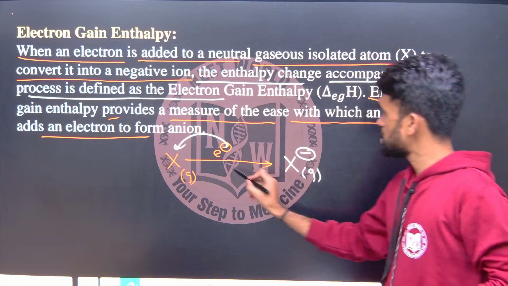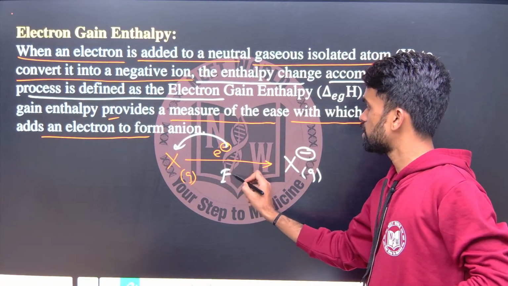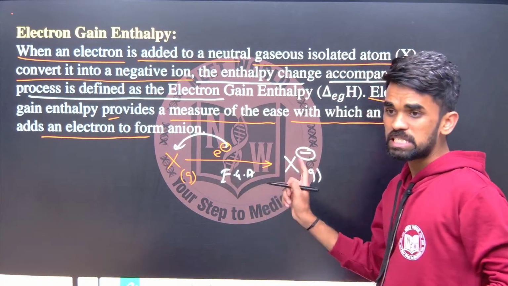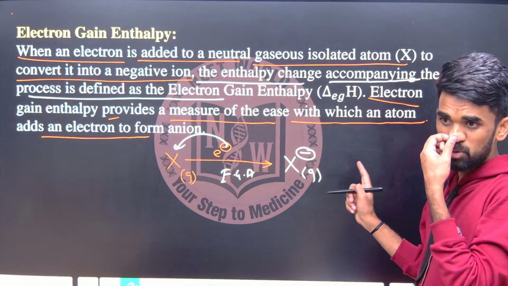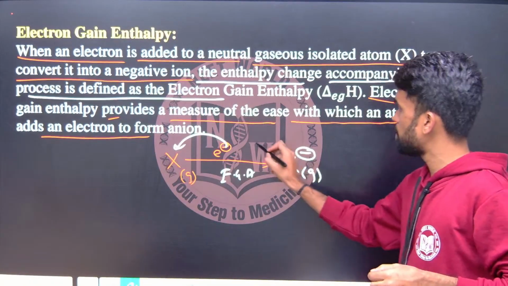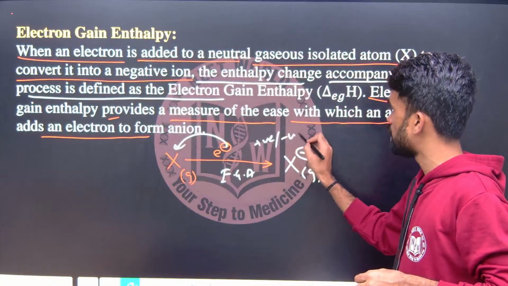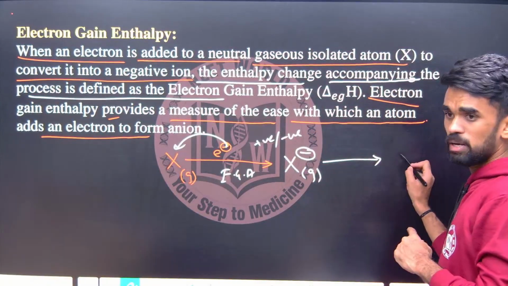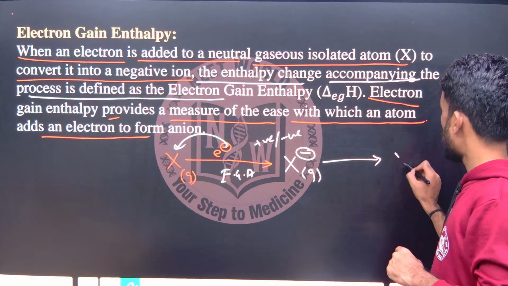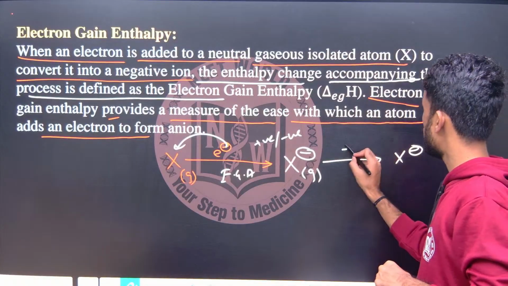Okay, so this is IE, like electron gain enthalpy. First one: if I add one more electron, it will be the second. So the first can be positive or negative, but this second one will always be a positive value.